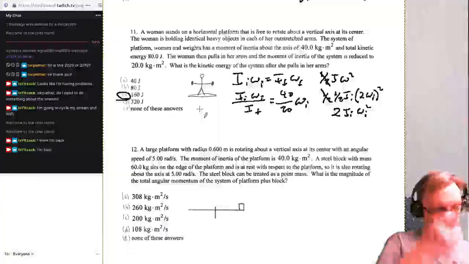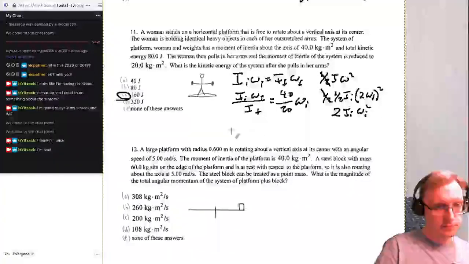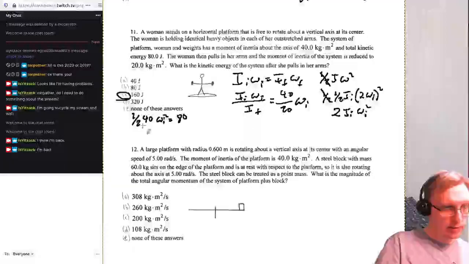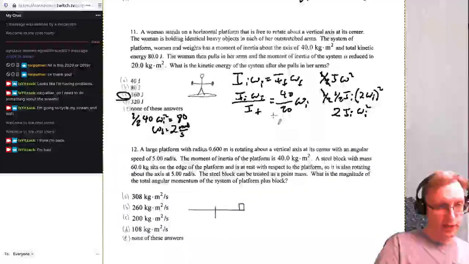I'm going to prove that. I'll put a little more effort into that to show that I, in fact, did that correctly. So we need this omega initial. Let's write this somewhere else. One half, 40 omega initial squared is equal to 80. So that is 20 here. 80 divided by 20 is 4. Square root is 2. 2 rads per second. Therefore, this here works out to 4 rads per second.